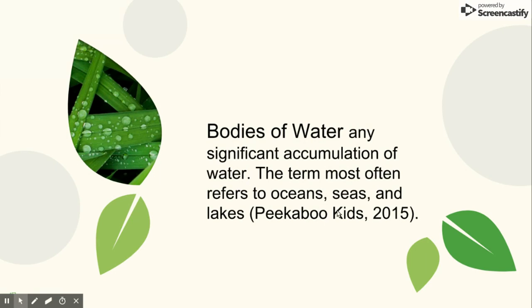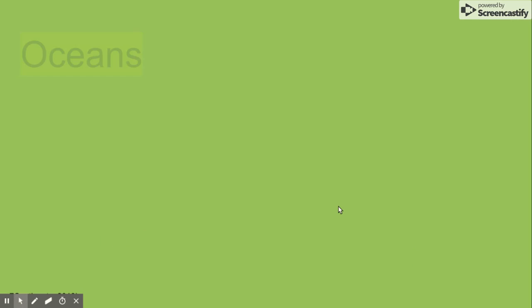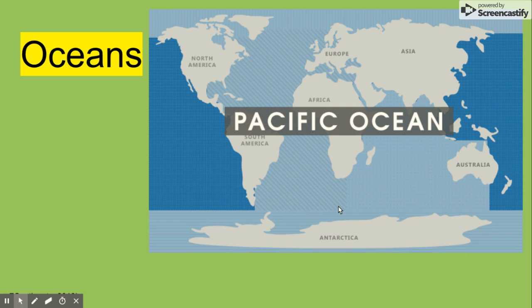Next, we're going to look at bodies of water. A body of water is any significant accumulation of water. The term most often refers to oceans, seas, and lakes. First, we're going to look at oceans. Oceans actually cover 70% of the Earth's surface, and we can see that there are 5 named oceans.